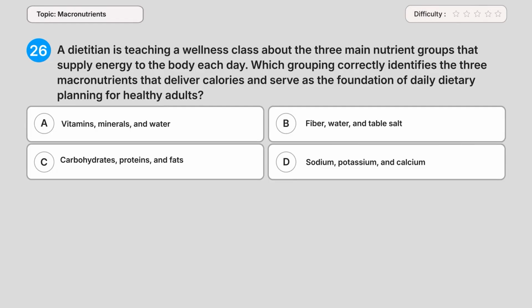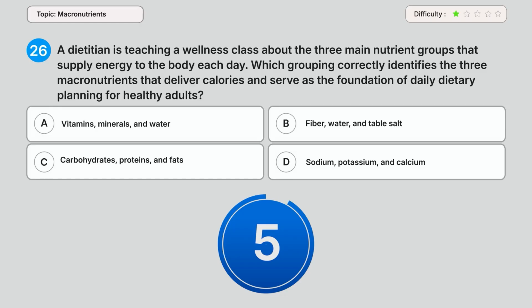26. A dietitian is teaching a wellness class about the 3 main nutrient groups that supply energy to the body each day. Which grouping correctly identifies the 3 macronutrients that deliver calories and serve as the foundation of daily dietary planning for healthy adults? A. Vitamins, minerals and water. B. Fiber, water and table salt. C. Carbohydrates, proteins and fats. D. Sodium, potassium and calcium. Do you know the answer?